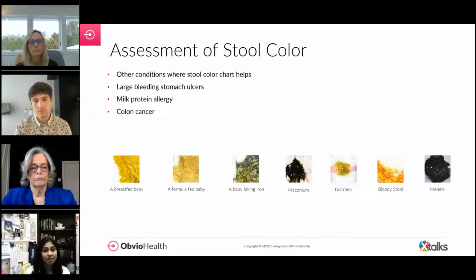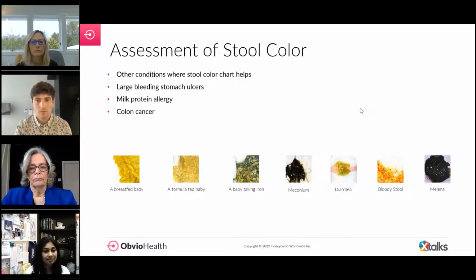Being able to say the same thing over and over for all provider care ratings. Here we have some examples of different types of stools. I'm going to focus on the one in the middle, which is the darker colored stool and is named meconium. And right at the very end is a stool with a large amount of blood in it, called melena. Melena is a life-threatening bleeding disorder that happens from large ulcers in the GI tract.